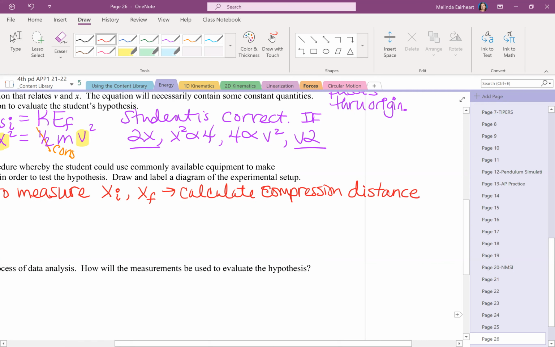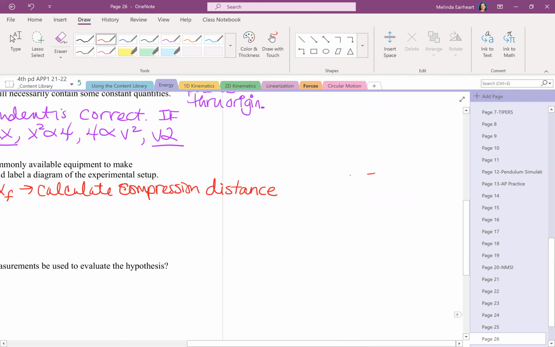And they talk about drawing labels and setup. And so earlier, they showed us that glass tube and maybe there's a spring in there. And so this might be your initial. And then final, we compress it and we put that car inside. Good deal? What else?